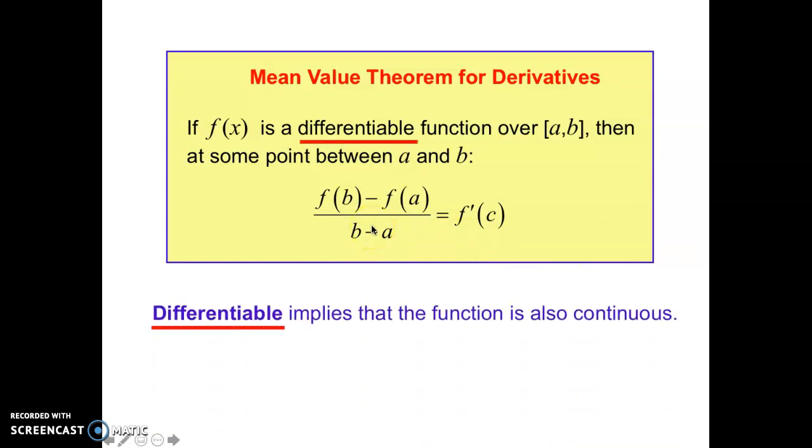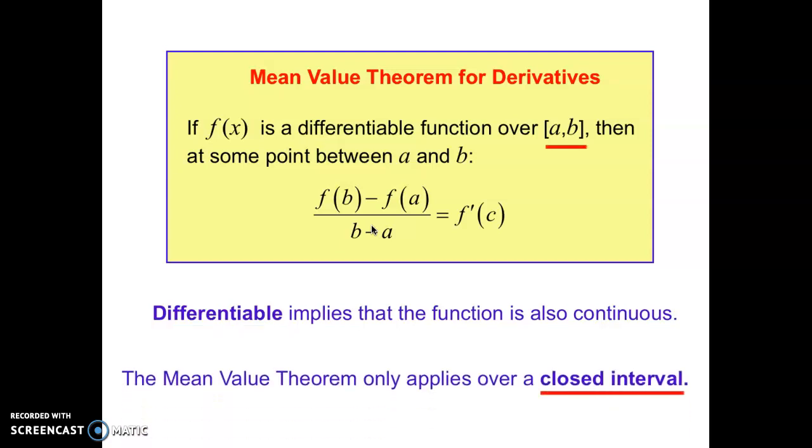Well, first of all, differentiability implies that we must have continuity. Differentiability is even more potent than continuity because I can't have any cusps, I can't have any sharp corners, I have to have a differentiable function. So if I have a differentiable function over a closed interval, I have to have those two hypotheses in place to use the mean value theorem.